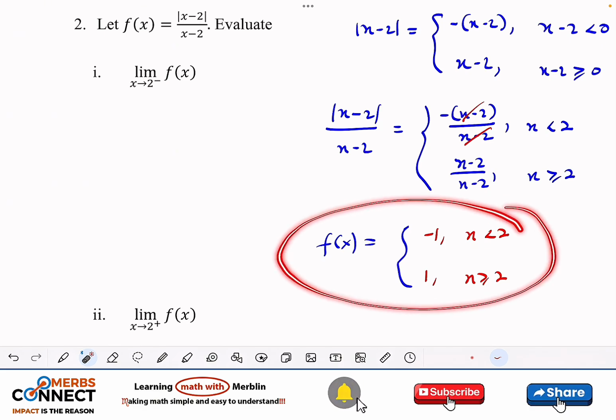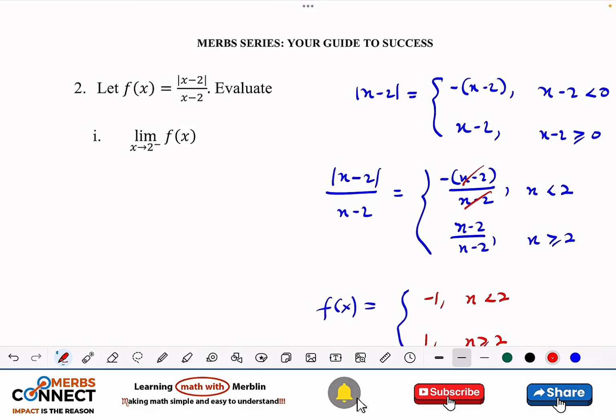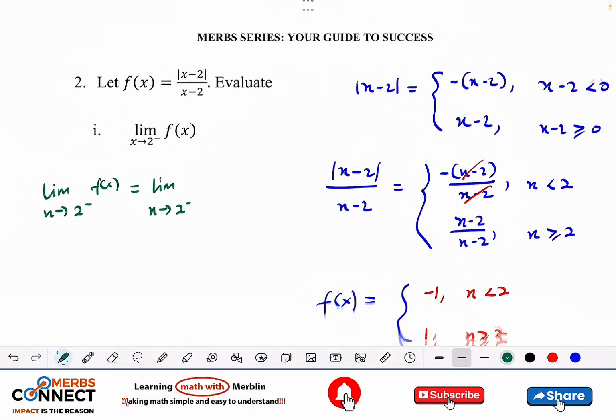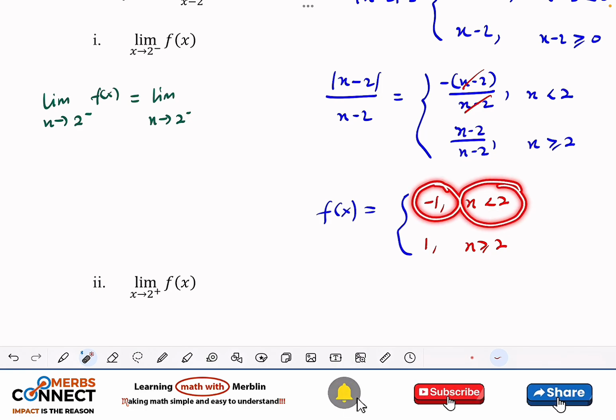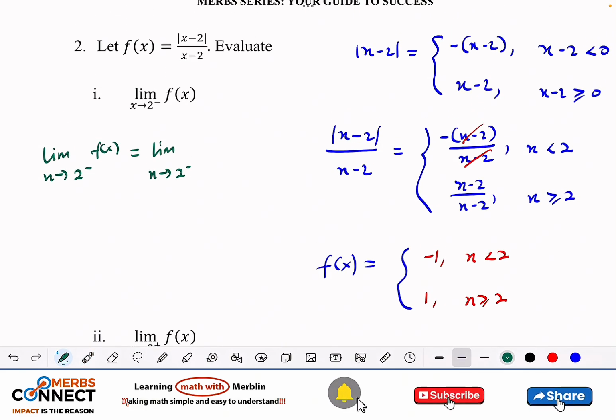So now that I've formed this, I want to find the limit as x is approaching 2 from the negative of f of x. So what is the limit as x is approaching 2 from the left? From the left means that x should be less than 2. So the function here is minus 1. So I'm going to have minus 1.